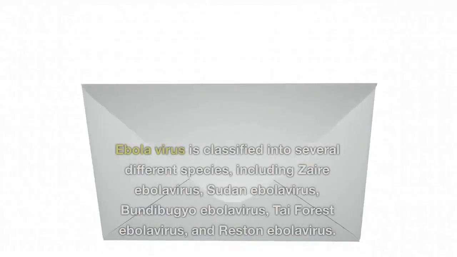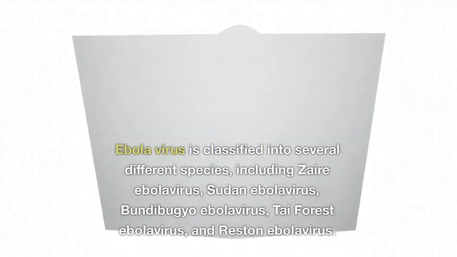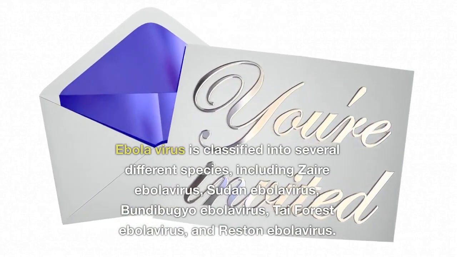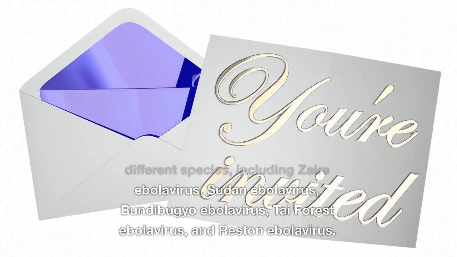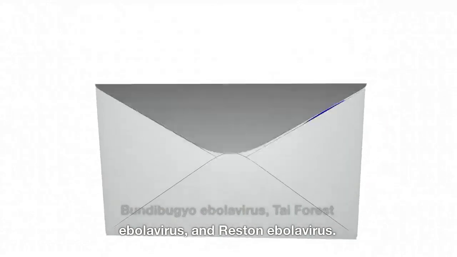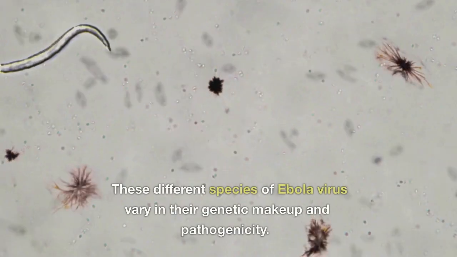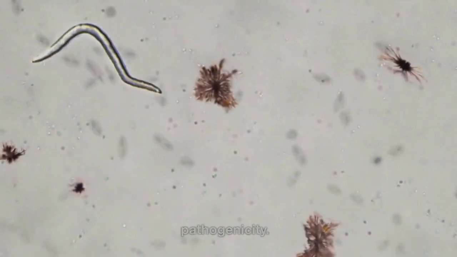cells. Ebola virus is classified into several different species, including Zaire Ebola virus, Sudan Ebola virus, Bundibugyo Ebola virus, Taï Forest Ebola virus, and Reston Ebola virus. These different species of Ebola virus vary in their genetic makeup and pathogenicity.